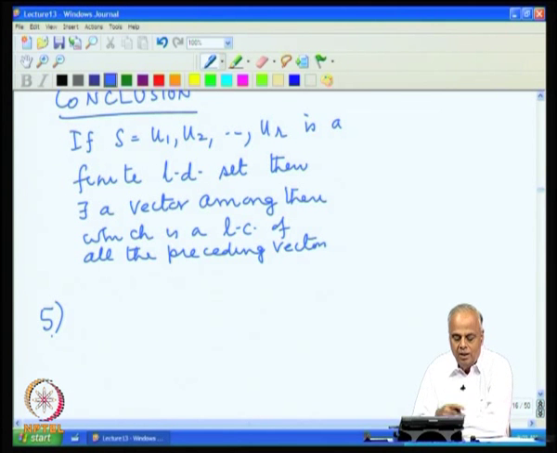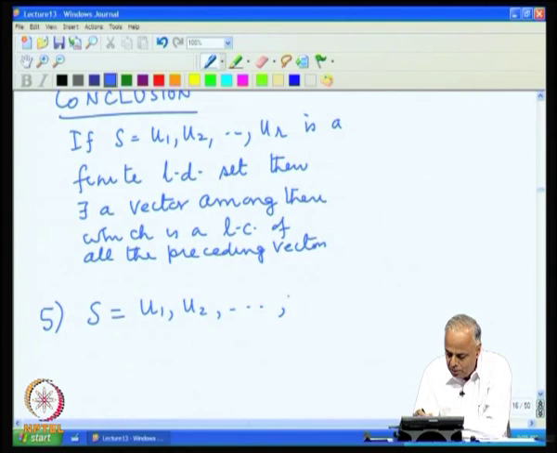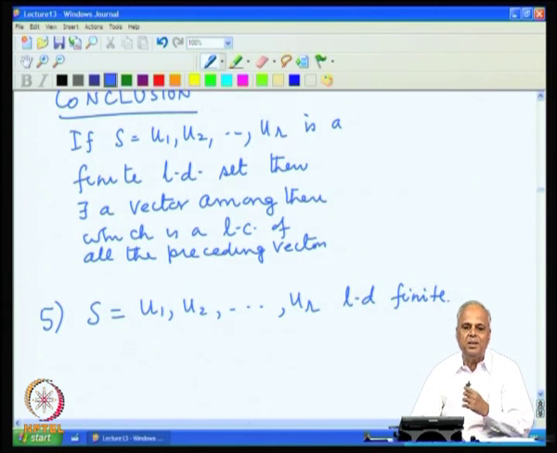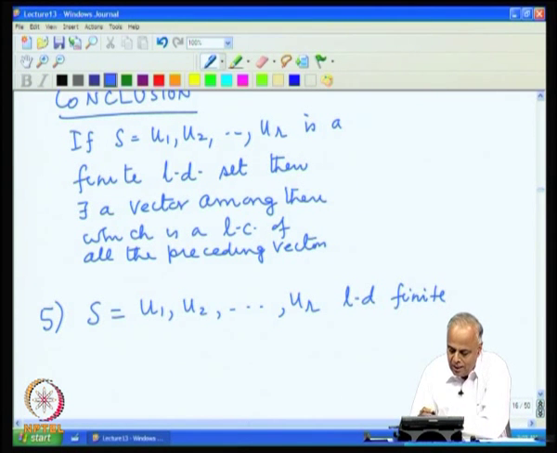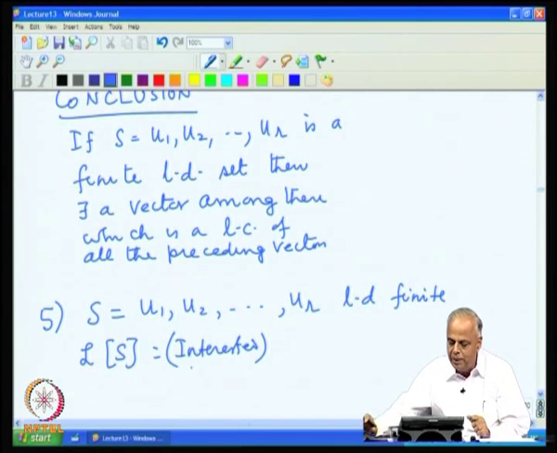The next, we keep expounding this idea further. Suppose we have again a finite linearly dependent set. Suppose linearly dependent and finite. Now, what does our analysis just now say? It says that one of them must be a linear combination. So, we are interested in looking at the space spanned by what it is that we can build.